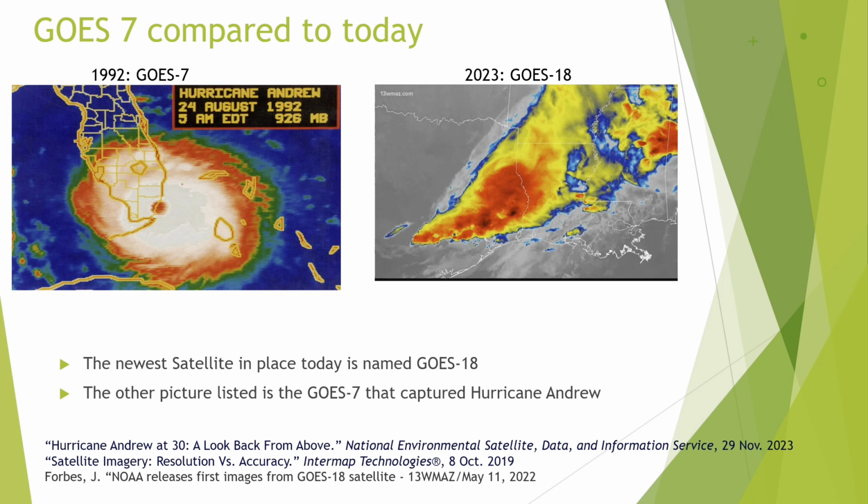Resolution basically means the smallest size of an object or detail that can be shown in the pictures captured by the satellite. The higher the resolution in a picture, the fewer pixels you can see. As you can see in the two pictures shown here, GOES-7 has more obvious pixels compared to GOES-18, which has a higher resolution. You can barely see the pixels in that picture. The higher the resolution, the smaller the pixel sizes.